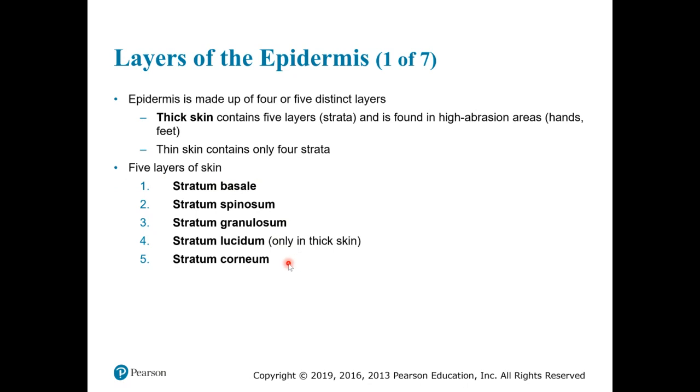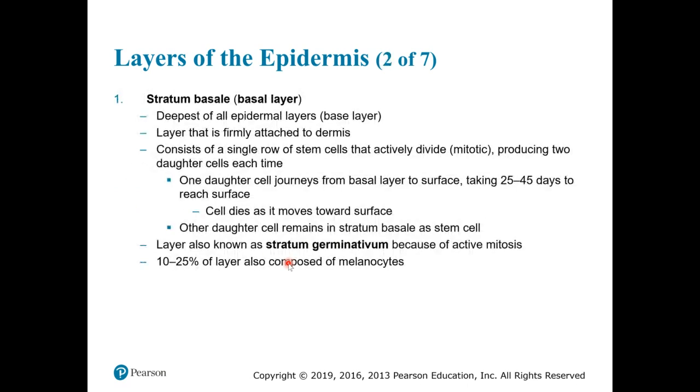Let's go through each one of these. All right, the stratum basale is the deepest of the layers. That's the basal surface of the epidermis, attached to the dermal layer. A single row of stem cells that actively divide, producing two daughter cells each time. So they tend to be of the cuboidal variety. When we see stratified tissue, almost always, with very few exceptions, the basal layer is going to be cuboidal.